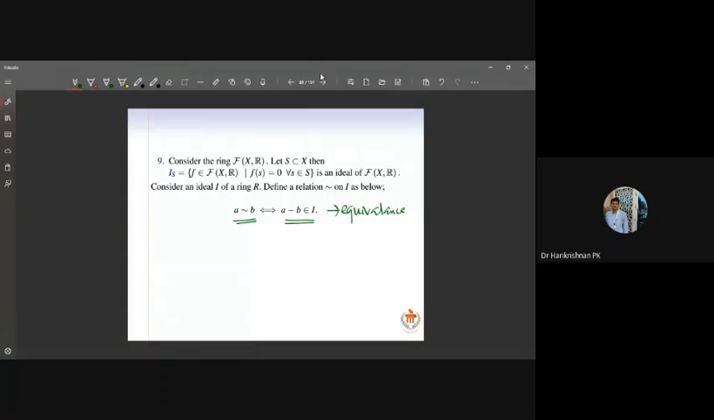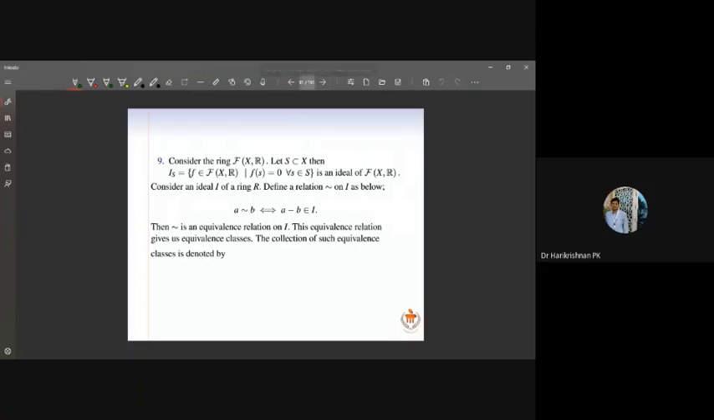Once you have an equivalence relation, you can find the equivalence classes. This equivalence relation will give equivalence classes. The collection of all such equivalence classes we denote by R over I, written R/I. How will we write the elements in R/I? The elements in R/I are written as a + I.